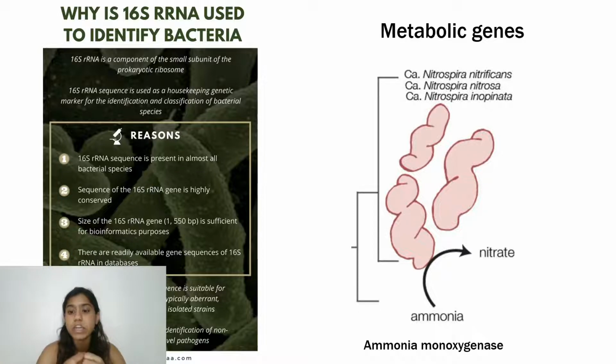There are also metabolic genes. For instance, the genes responsible for conversion of ammonia to nitrate are present in certain nitrifying bacteria. The enzyme is called ammonia monooxygenase, and the gene that produces this enzyme is specifically found in these nitrifying bacteria. So where such unique genes are present in a particular bacterium, they can also be sequenced in order to classify or characterize them. So in addition to ubiquitous genes like 16S rRNA, we can also use metabolic genes that are specific to a certain bacterial group or community.